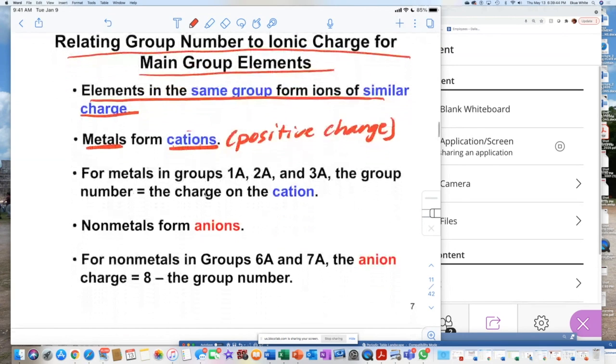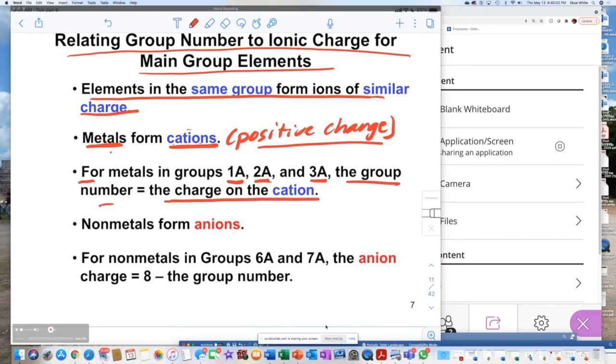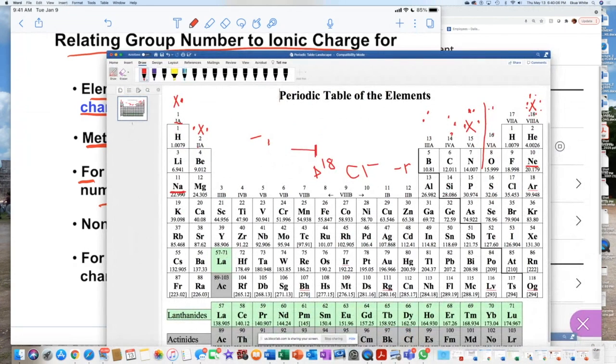Okay, so don't ask me all those words, right? Metals form positive charges. So when a metal loses one electron, it forms a plus one. Okay. So we're told for metals in group 1A, 2A, and 3A, the group number is equal to the charge of the cation. So going back to this, I'm just going to write it right here. So all these elements in group 1, all the way from hydrogen to francium, they tend to form a charge of plus 1.